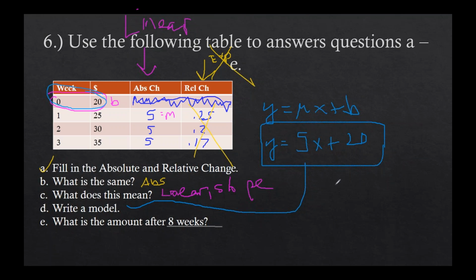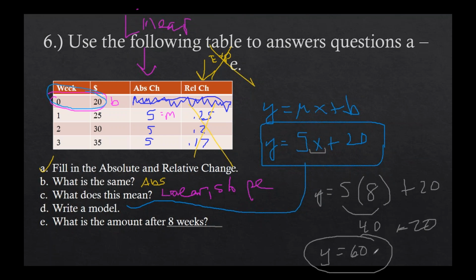Plug it in for the thing. Yeah, which thing are we going to plug it in for? X, there we go. Remember, the X always represents the time. So y equals 5 times 8 plus 20. And then it's order of operations. Yeah, so this part's 40, 40 plus 20, and we are left with y equals 60. So for this particular case, you would have $60 after 8 weeks. Yep. All right.